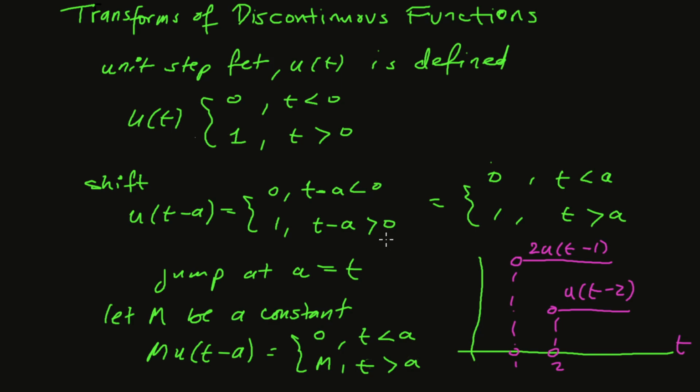One is u of t minus 2, which is shifted by 2, kind of the concept you've seen in the past in algebra. And the next one is u of t minus 1. It's shifted by 1, but you have 2 times, so the height changed by 2, so this will make it a 2. All right, so that's the graph. Of course, since we have a jump, it's not continuous, so it's 0 on these parts.